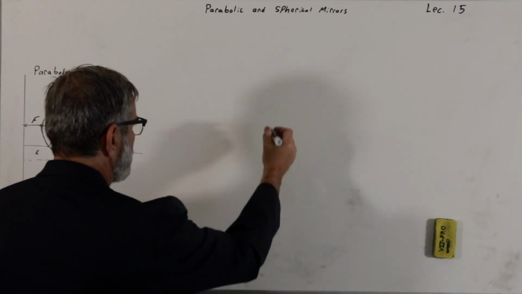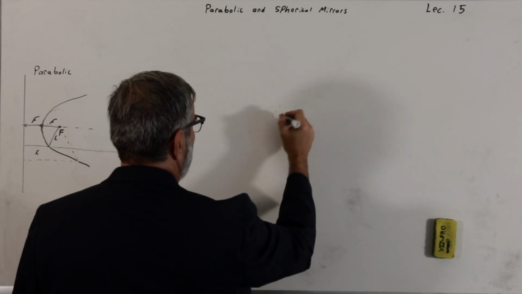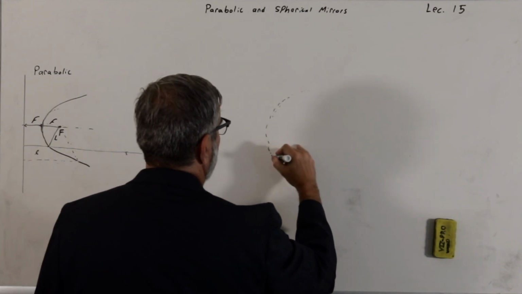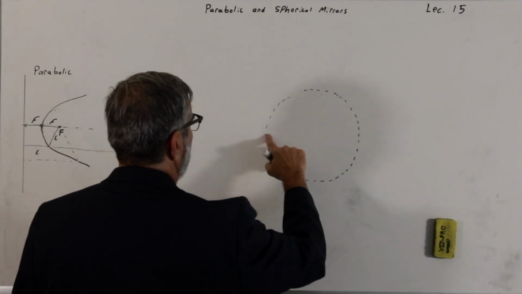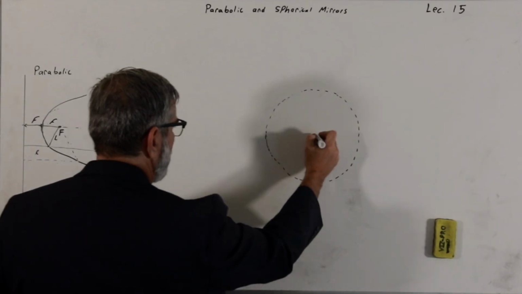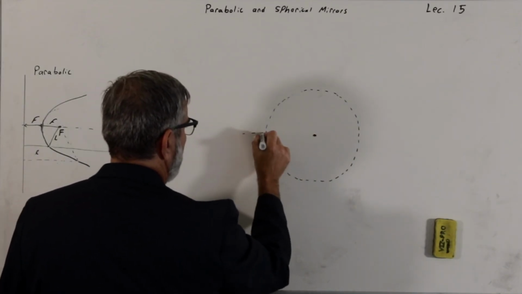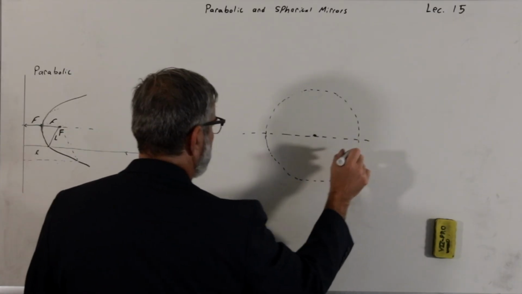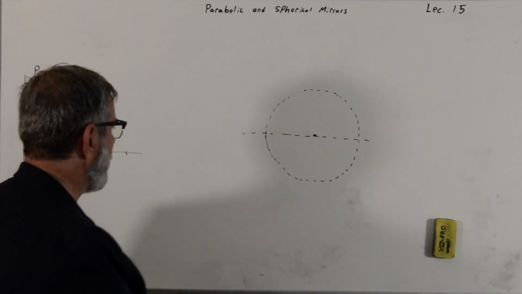So let's do that over here. What I'm going to first do is construct a circle. I'll try to make a good circle, which I'm probably not going to be able to do. Let's say something like that. Then I'm going to put a center there. That looks like roughly a center. The distance from here to here would be the radius. I'm just going to draw a line through that. This line has a special name. We call it the optic axis, sometimes the primary axis.